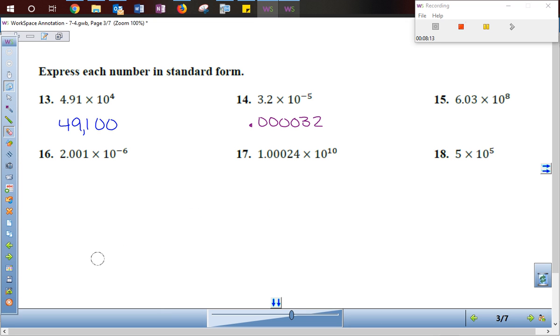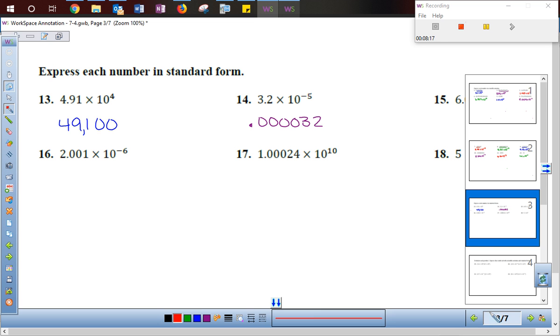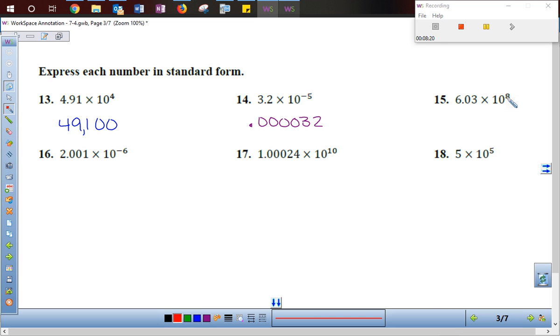On number 15, I have 6.03 times 10 to the 8th. That means I'm going to move my decimal to the right 8 places. So if I want to do this without drawing the loops and trying to figure it out, let's start with the 6. And if I move it over 1, I have the 0. And I move it over another 1, I have the 3. So that's 1, 2, which means I have 6 more spaces to move since I had to move 8 places. That means after moving it the 2 for the numbers, I can add 6 zeros.